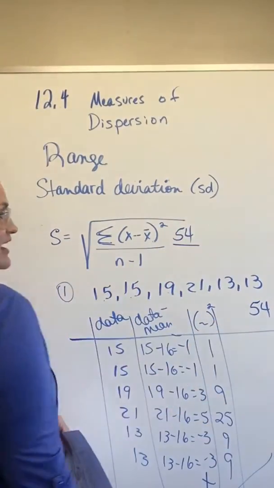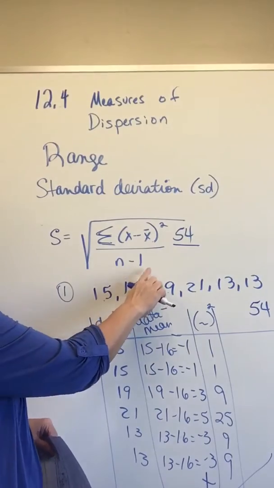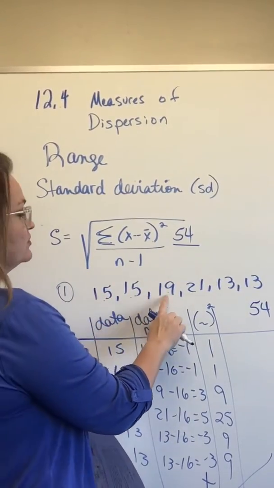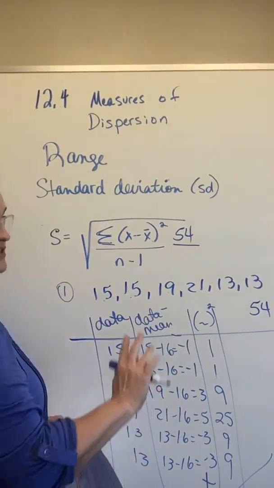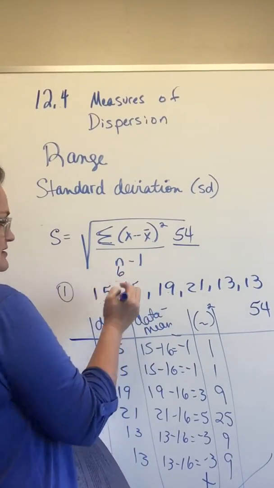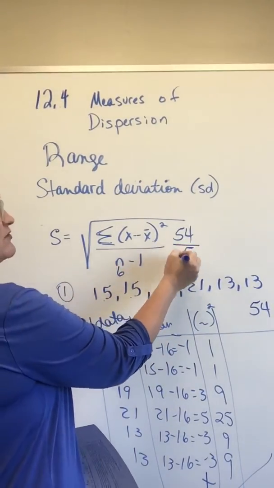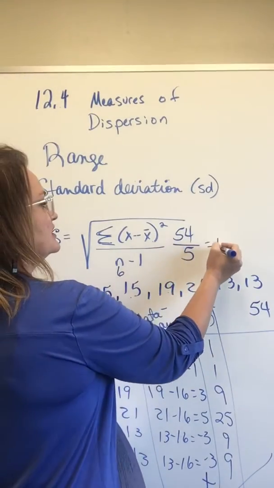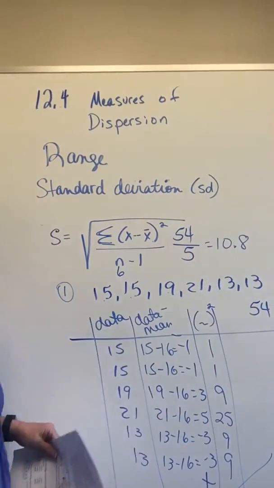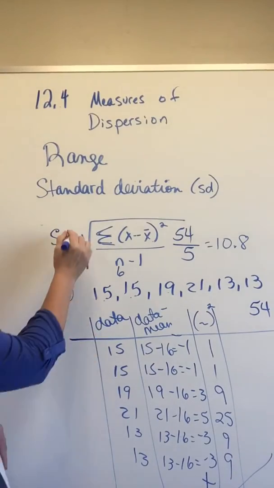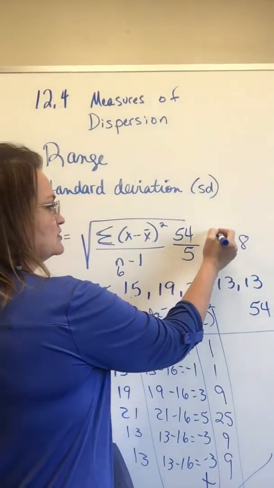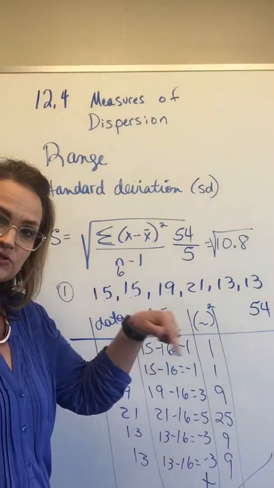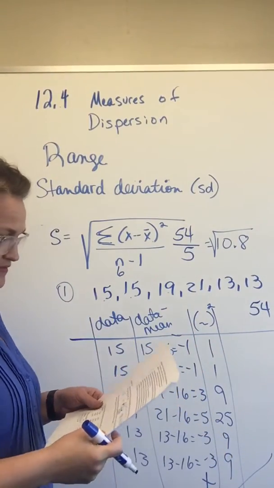Then we divide that by n minus 1. So we have 1, 2, 3, 4, 5, 6 numbers. So n equals 6. So it's 6 minus 1 or 5. So 54 divided by 5 is 10.8. We're not done though because the last step is square root. So square root that 10.8. So use your square root of that 10.8 value.